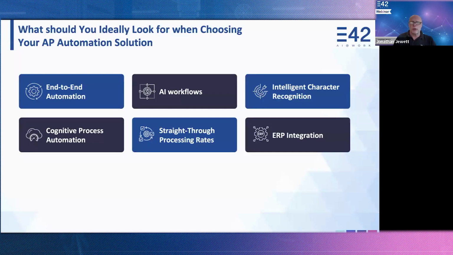Cognitive process automation, why not bring in all those capabilities that AI offers? How about a Gen AI enabled front end where you can ask questions about vendors and invoices and payments whenever someone on your team or yourself has one? Just type it in and get the answer right away from the system. That's the power of AI. Straight through processing rates, 90% sounds pretty good to me. And in some cases, we have clients that are doing even better than that, which I'll talk about in just a minute. And finally, ERP integration.